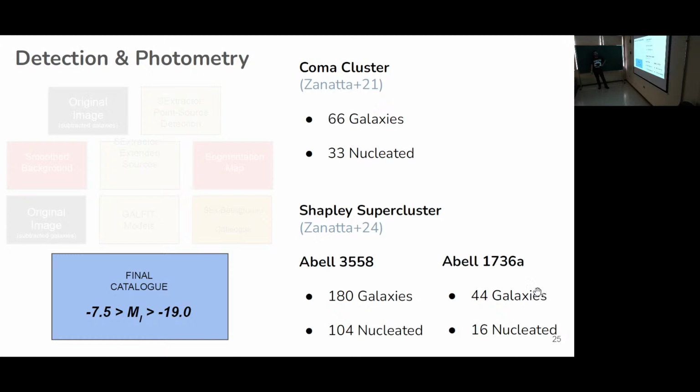So in the end, we had a final catalog that was within minus 7.5 and minus 19 in the absolute magnitude in the I band, with 66 galaxies in the Coma Cluster, of which half were nucleated. And for Shapley, we had 108 galaxies in Abell 3558, of which 104 were nucleated, and 44 and 16 nucleated for Abell 1736A.